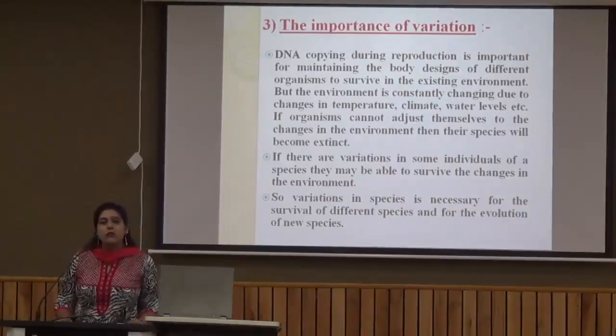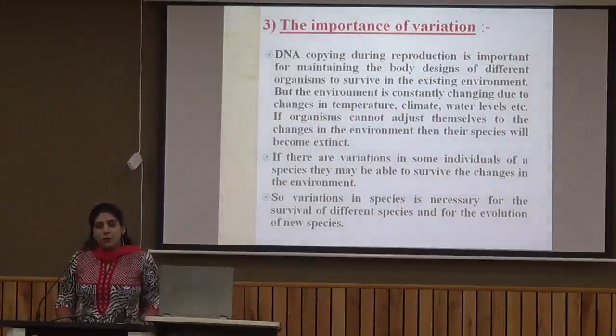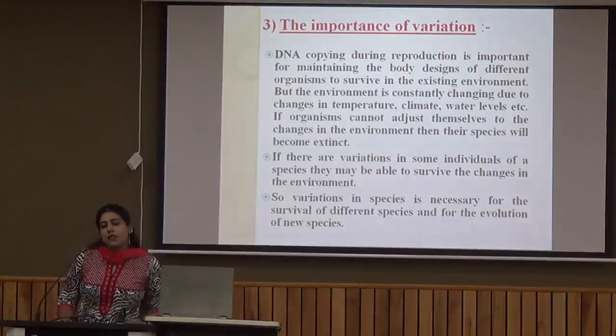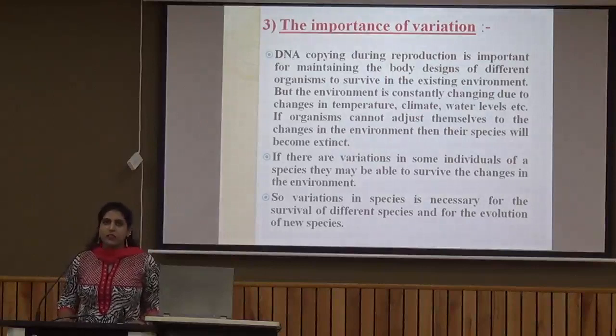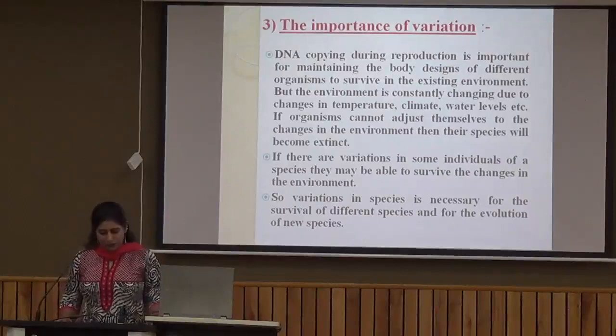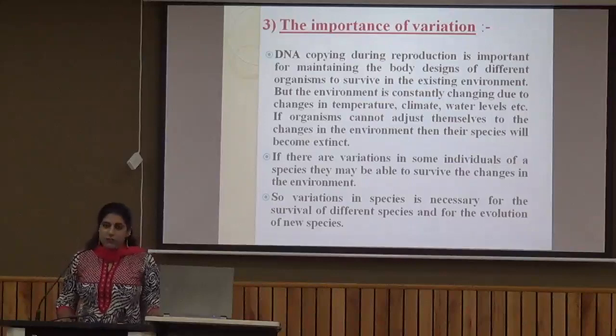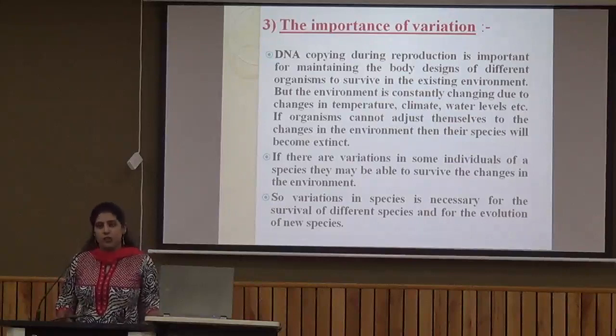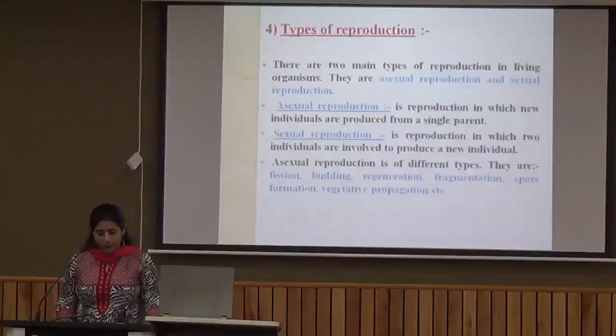Now the white color was visible to the eagles, so the eagles ate them. But the black ones were perfectly fine. So what happened? When the white one crossbred with the black one, a new color formed, that was grey. So there is a variation in the offspring, and they were able to survive because the eagle as well as the crow were not able to see them. So in short, I can say variation of species is necessary for the survival of different species as well as evolution. Two things, survival as well as evolution.